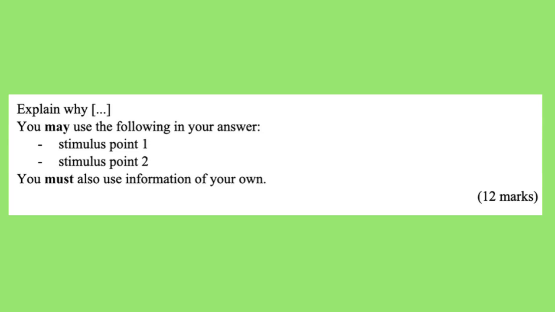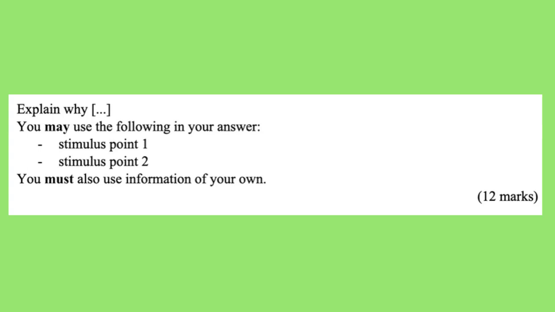This is an overview on how to answer question 2 of the British Depth Study on paper 2. The question will always be phrased just like this. Explain why. You may use the following in your answer. Stimulus point 1, stimulus point 2. You must also use information of your own, and it will always be for 12 marks.